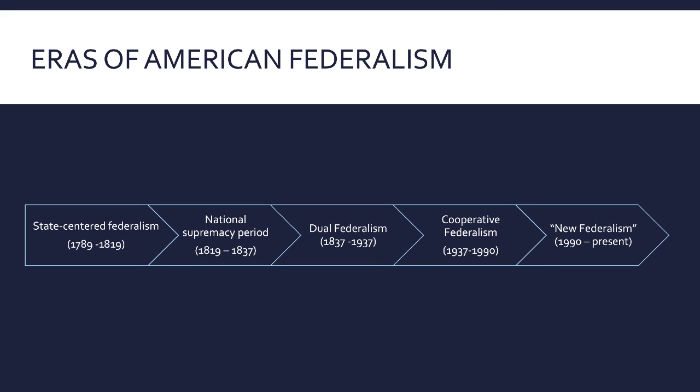Now, in American federalism, there have been eras of American federalism, and we'll break those down. And here they are in this little timeline. State-centered federalism was from 1789 to 1819. National supremacy period. This is from 1819 to 1837. Dual federalism from 1837 to 1937. So that's like a 100-year span. Cooperative federalism from 1937 to 1990. And new federalism, which is from 1990 until now. So you can see why they would have these titles based on the date ranges.